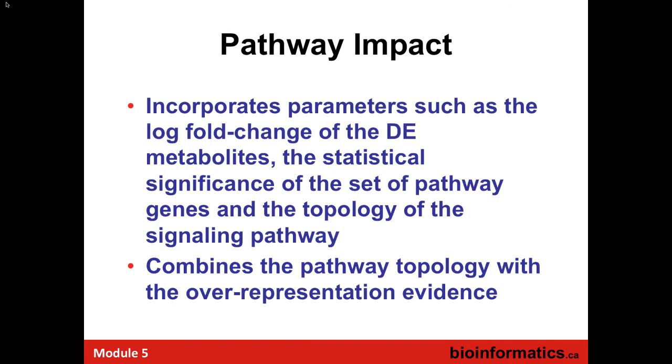Okay, so in terms of a more detailed explanation of the pathway impact, it's sort of a fuzzy method. It includes the log fold change, the differentially expressed metabolites, the statistical significance, topology, and it sort of combines it all into one measure. So it's a bit of an arm-waving one, but it is a rank score, as Jeff said, and it's really just allowing you to say, this is more important than the other one.